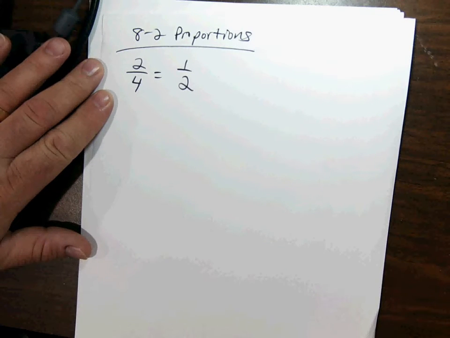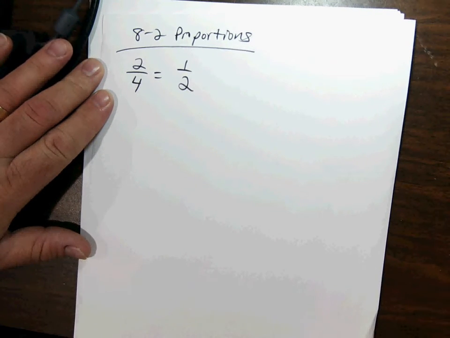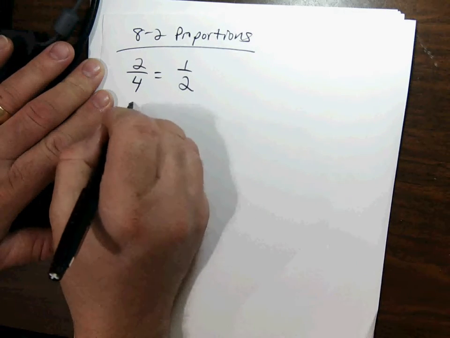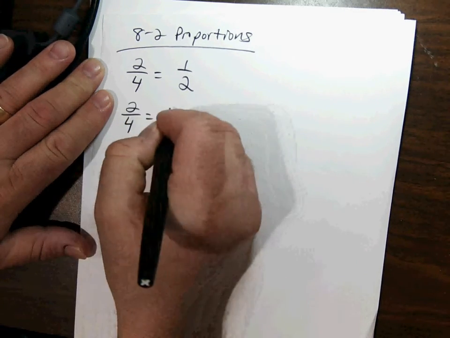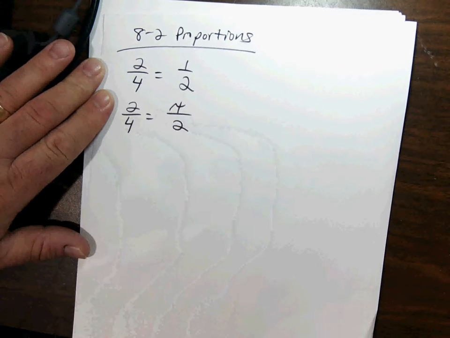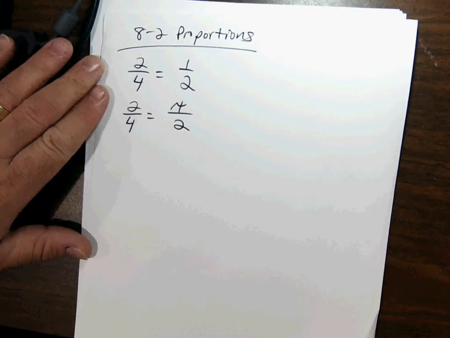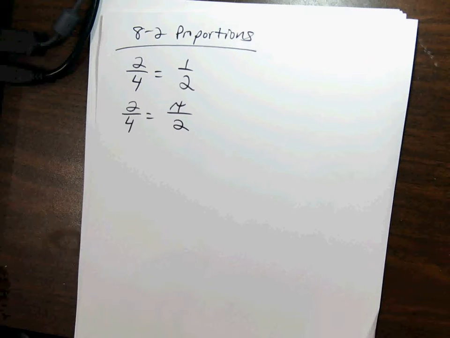Well, a proportion is something very similar, except we're missing a piece. For example, 2/4 equals some mystery x over 2. Okay, I need to figure out the mystery x, okay? And the way we're going to do this, it's kind of a neat technique, and if you think about it, we're clearing out the denominators.